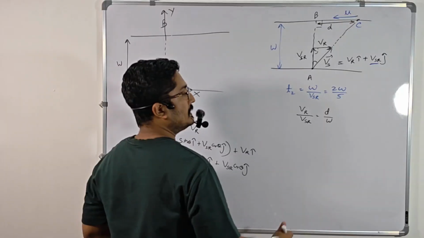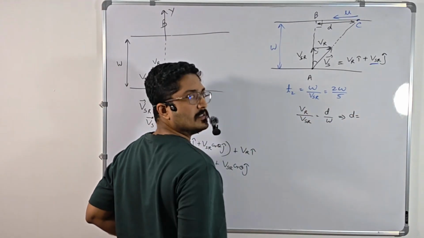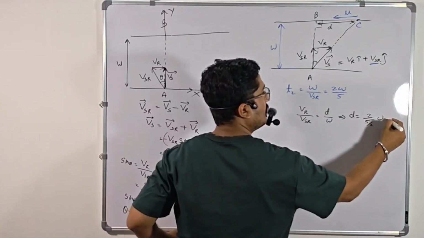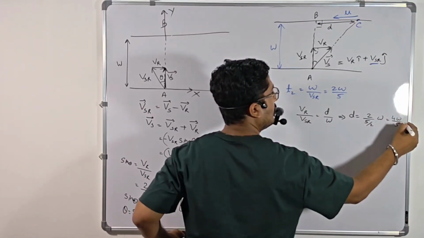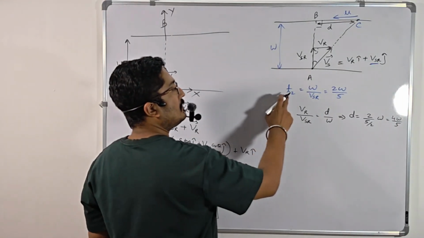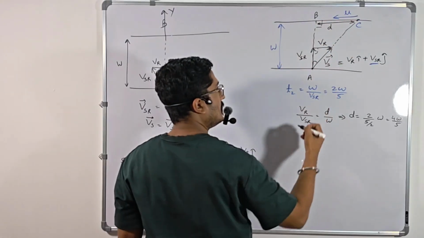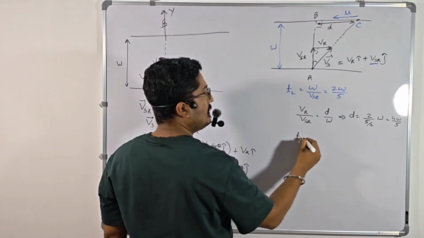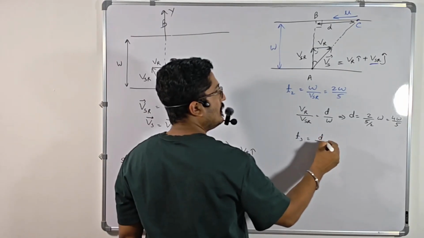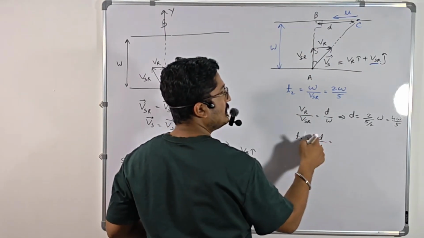Using this I can say that my D equals VR, which is 2, divided by 5 by 2, into W, so 4W by 5. This is my D. Already I got the time taken for the man to reach from A to C. Now I'm interested in this time, so I can write that time T3 as how much distance it has to cover, D, and with what speed it is going to cover, u. But how much is the D value?